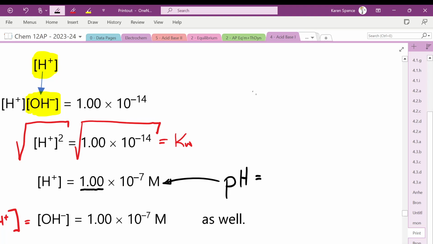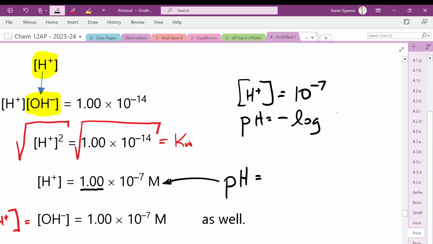So that's the same as saying, what is the pH if concentration of hydrogen is equal to 10 to the negative 7? What is the formula for finding pH? pH is equal to the negative of the log of concentration of hydrogen. So if we take the log of 10 to the negative 7, we get negative 7. And if we make it negative, then we get 7. Yes?